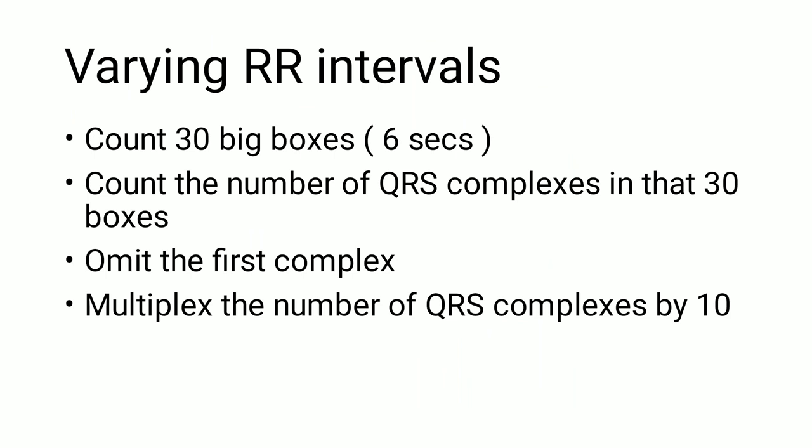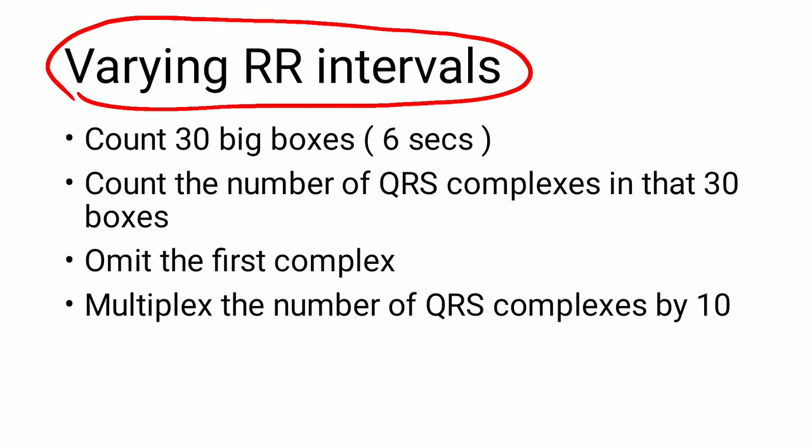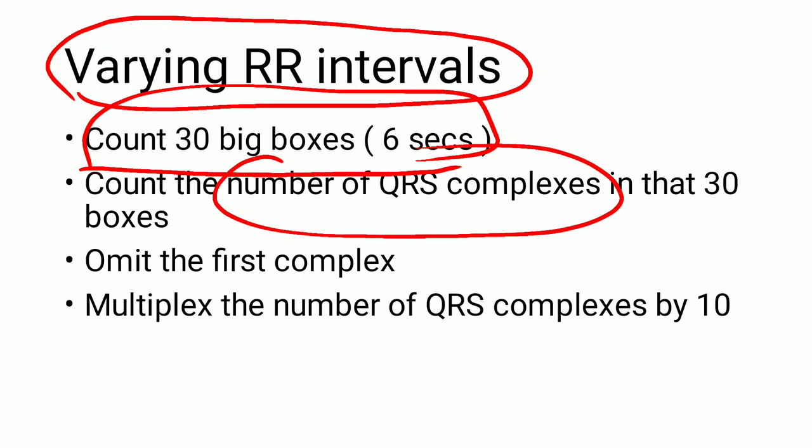So what will I do if my patient has varying RR intervals? In such cases, you have to count 30. There are many methods; this is one of the easiest. Count 30 big boxes in a rhythm strip, because only in a rhythm strip can you have 30 big boxes. In the 30 big boxes, count the number of QRS complexes, leaving out the first complex. The remaining complexes will give you some number like X, Y, Z. Multiplying that number of complexes by 10 gives your heart rate.